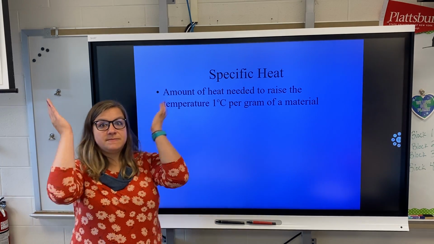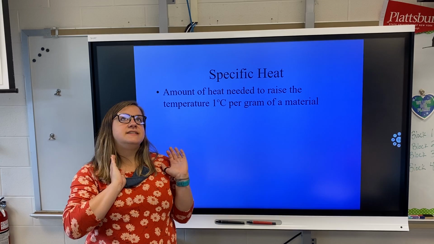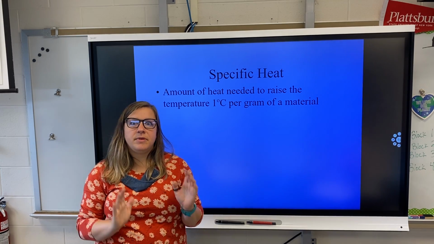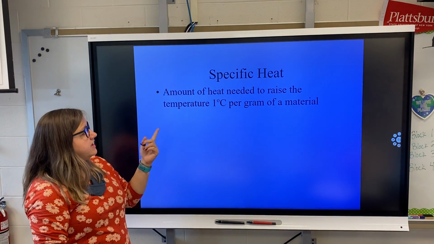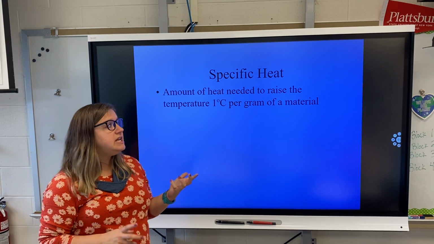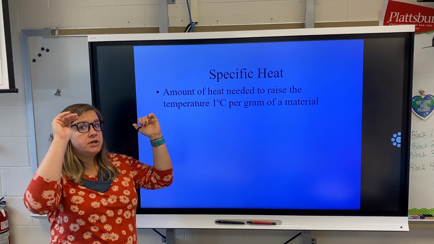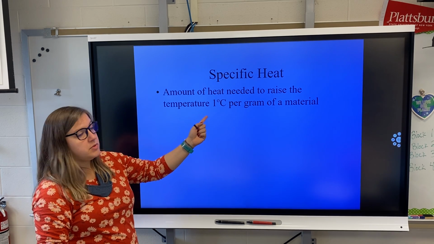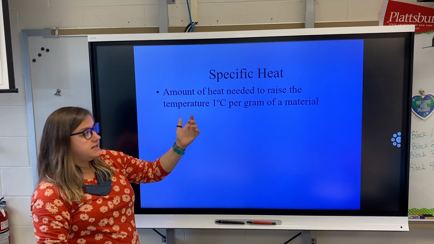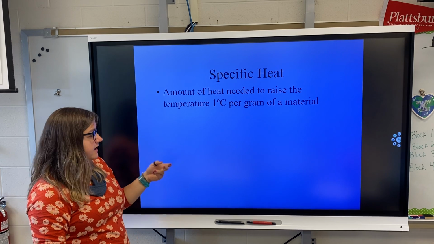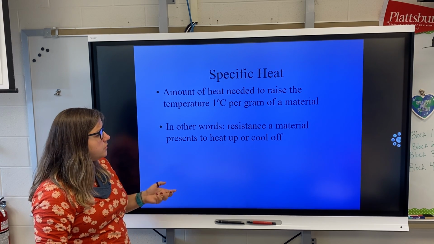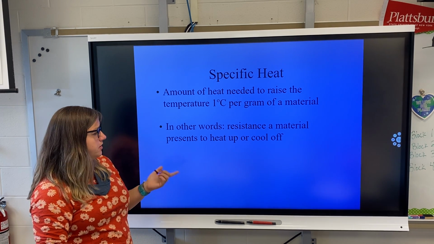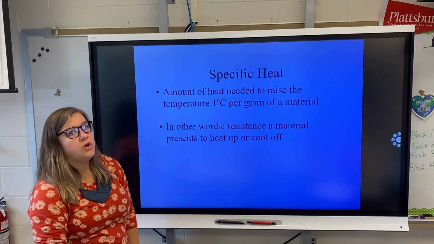Now, specific heat. This one is an easy concept that a lot of people forget about. Specific heat is the amount of heat energy needed to raise a temperature or to cause it to be lowered. Okay, you're raising it a degree Celsius, it's how much energy you need for that to happen. So in other words, it's a material's resistance to heating up or cooling off.